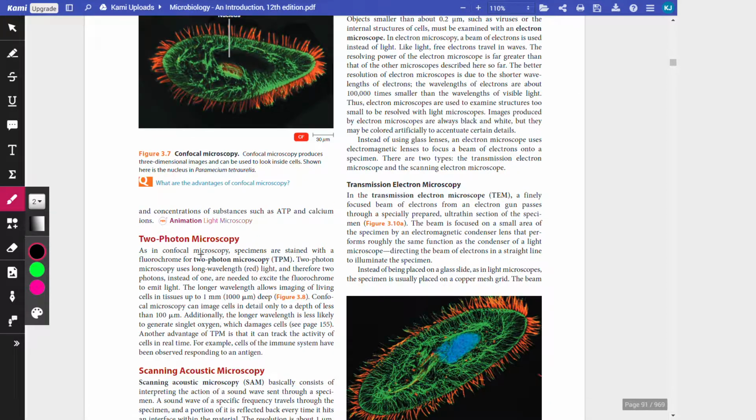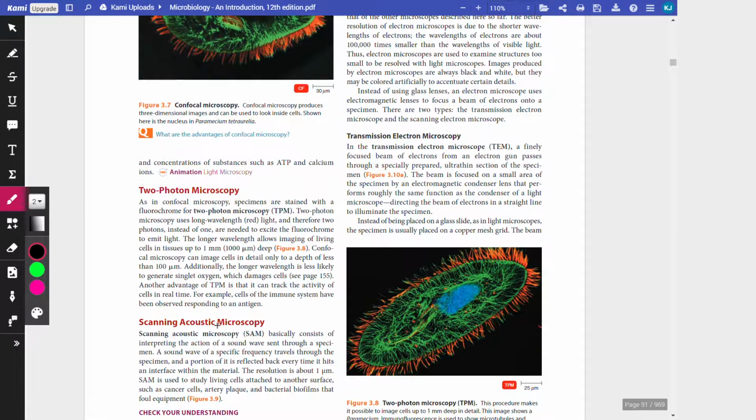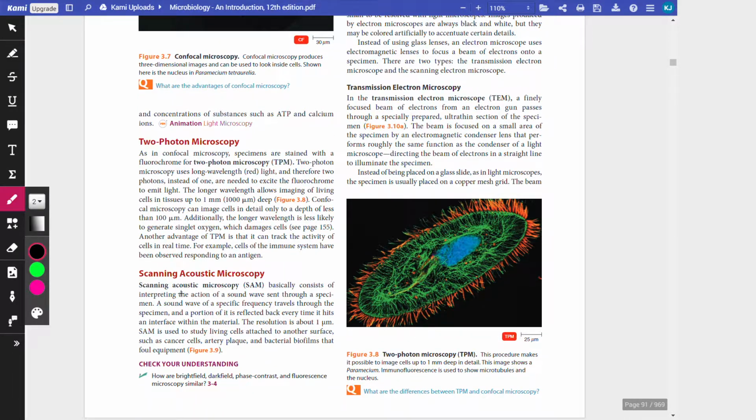Two-photon microscopy. Long wavelengths, yes. Microscopes use a lot of wavelengths. Help you see. Scanning acoustic microscopy.